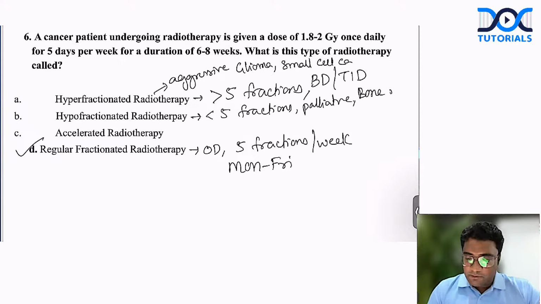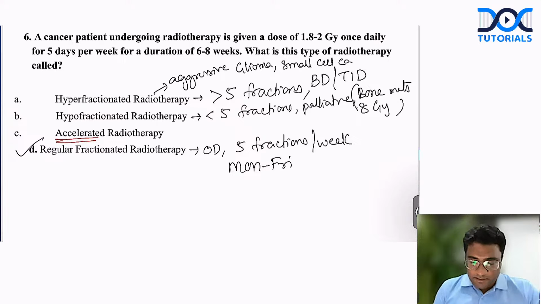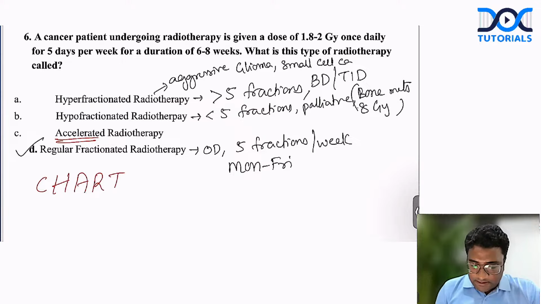For example, bone metastasis, we give one dose of 8 gray. So a single fraction of 8 gray is given. That is hypofractionated. And what is accelerated radiotherapy? When we try to complete the radiotherapy very fast, within 4 to 6 weeks, there is a continuous hyperfractionated accelerated radiotherapy. That is called CHART regimen.